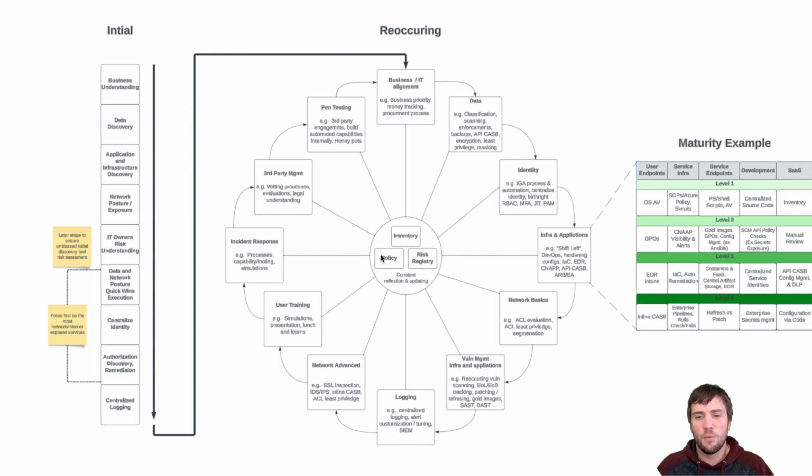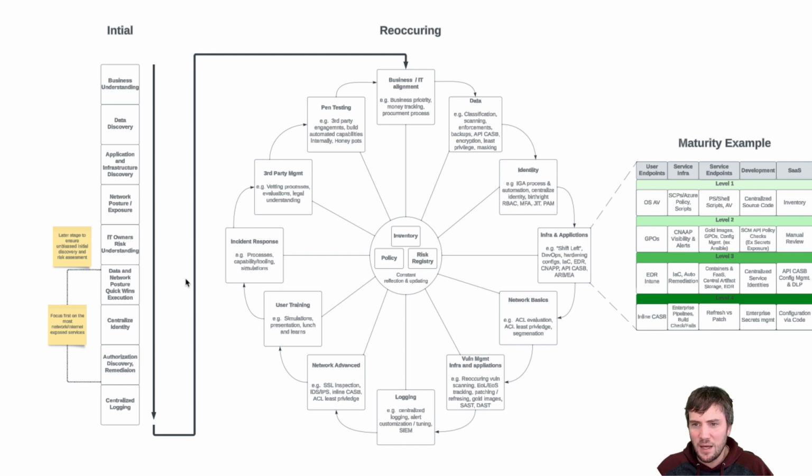circle here. And what I want to really harp on is that we're constantly updating our inventory. We're constantly updating our risk registry so that we know what's important now, and we're constantly updating and reflecting on our policies that we have set. This is loosely based off of the CIS 18 aspects. Some are broken up a little bit differently, like networking basics compared to networking advanced.